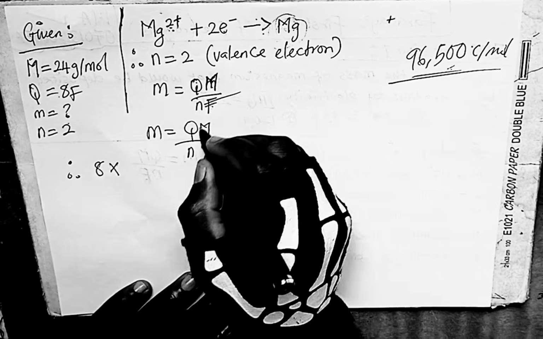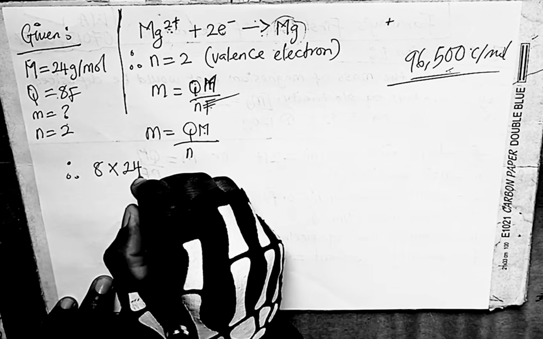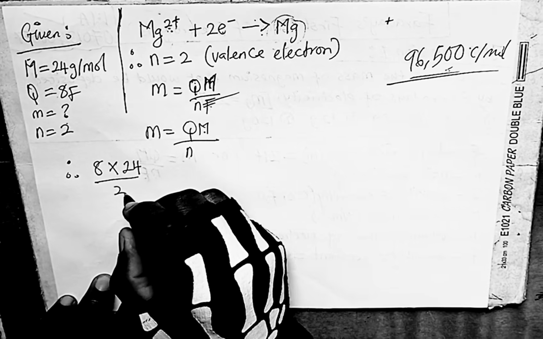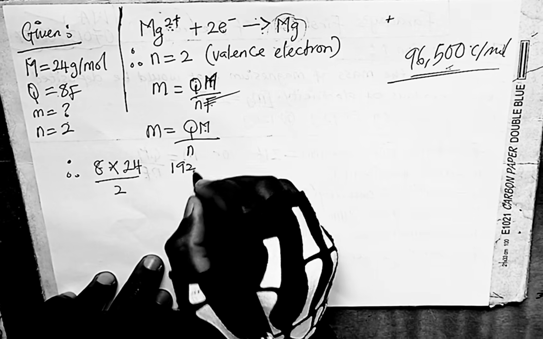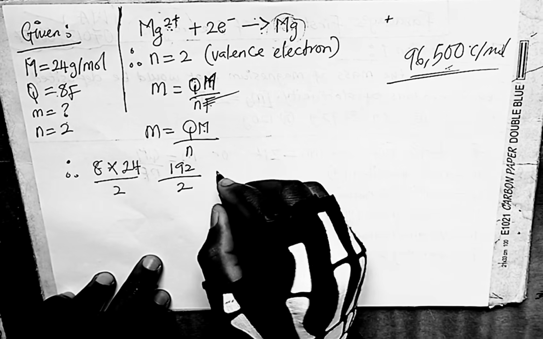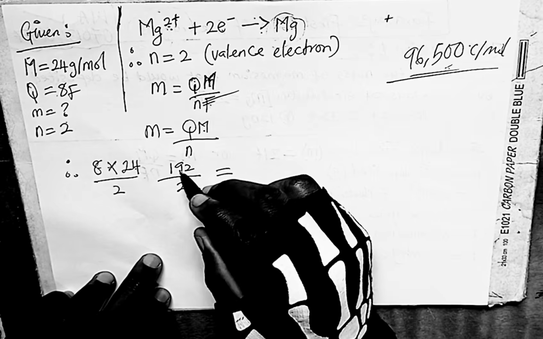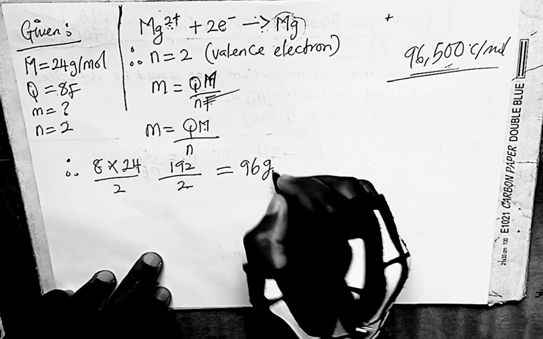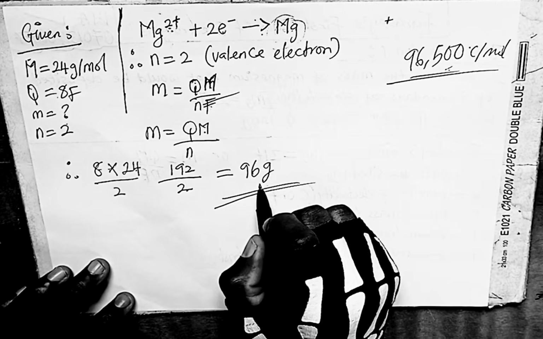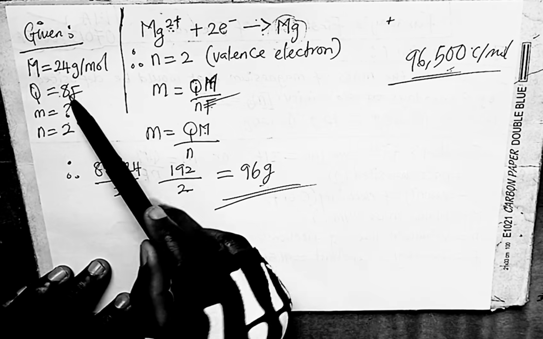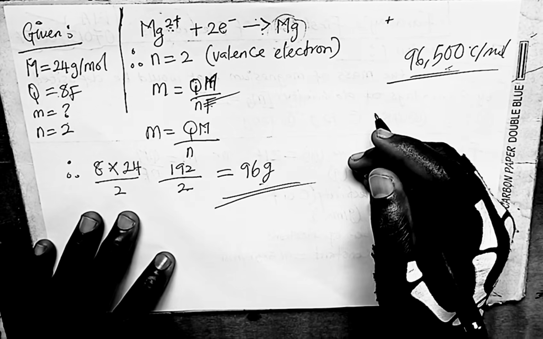So what is the molar mass of magnesium? 24, over 2. If we simplify, 8 times 24 gives us 192 over 2. If you divide 192 by 2, it gives us 96 grams. This is our final answer: 96 grams of magnesium will be discharged when you pass 8 Faraday of electricity through the electrolytic system.